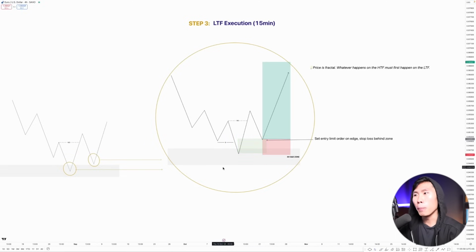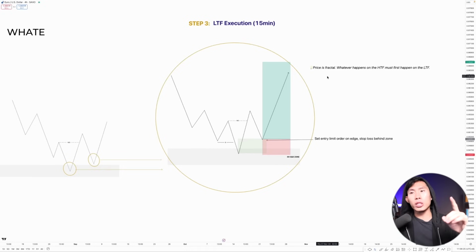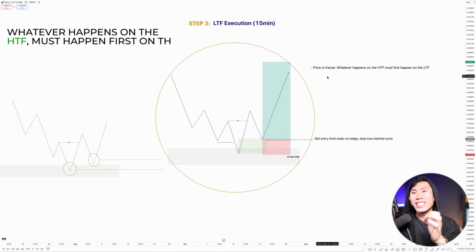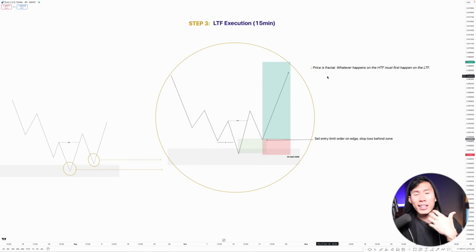Now, looking at this entry model, you might find that it looks very familiar. Why is that? Because what we saw on the higher time frame is essentially the same thing. This same exact entry model can be used on any time frame, be it the 15-minute, the 4-hour, the daily, or the weekly, whatever, because price is fractal. Whatever happens on the higher time frame must first happen on the lower time frames. And the same pattern tends to repeat itself over and over again.